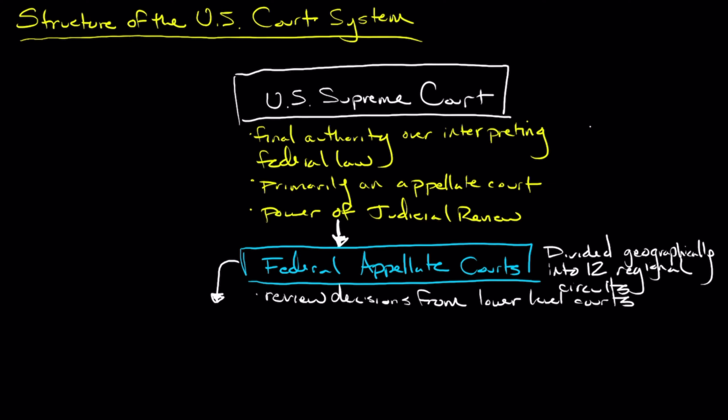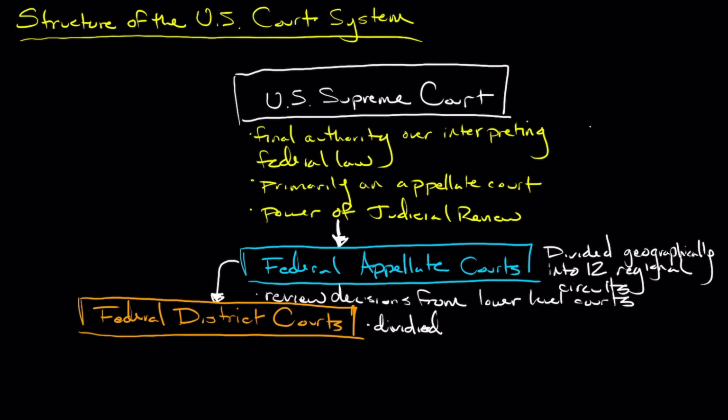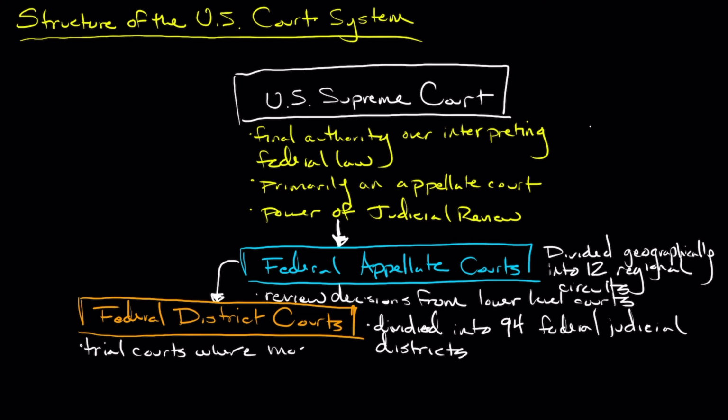Moving on further down the hierarchy, we have the federal district courts. Now, the United States is divided into 94 federal judicial districts, each having at least one federal district court. These trial courts are where most federal cases begin. They handle both civil and criminal matters, hold trials, receive evidence, and even issue judgments on cases within their jurisdiction. The district courts are really the backbone of the federal trial court system.